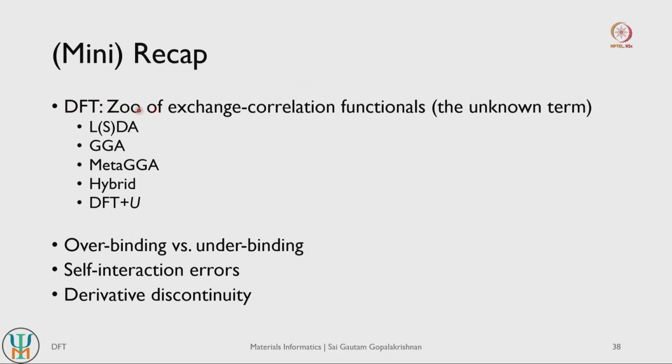So we looked at DFT. One of the key approximations of DFT is the exchange correlation functional, and there are a whole zoo of them. We looked at LDA, GGA in the previous lecture. In this lecture we looked at meta-GGA, hybrid and DFT plus U approximations, and all of these functionals have their own strengths and weaknesses. So in order to evaluate their strengths and weaknesses, always try to see whether these functionals are overbinding or underbinding your systems, what is the extent of self interaction errors they have in your system and the resultant derivative discontinuity, and how much computational expense these functionals are going to incur for you, right.